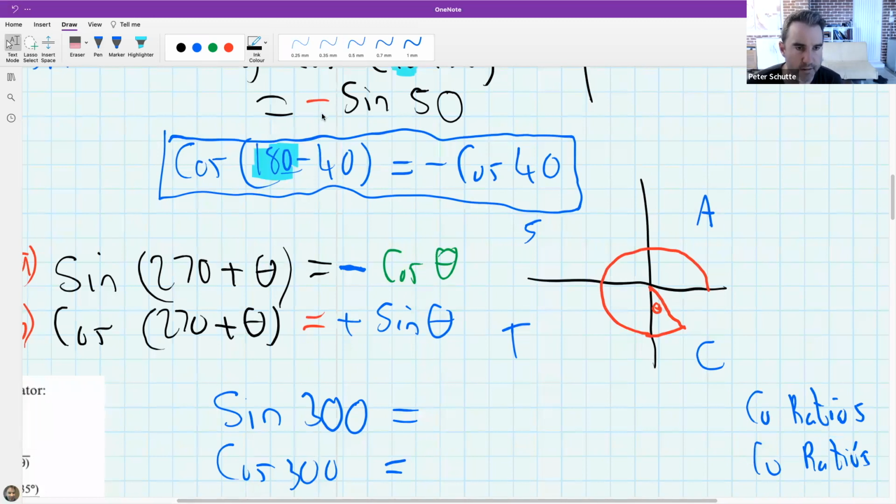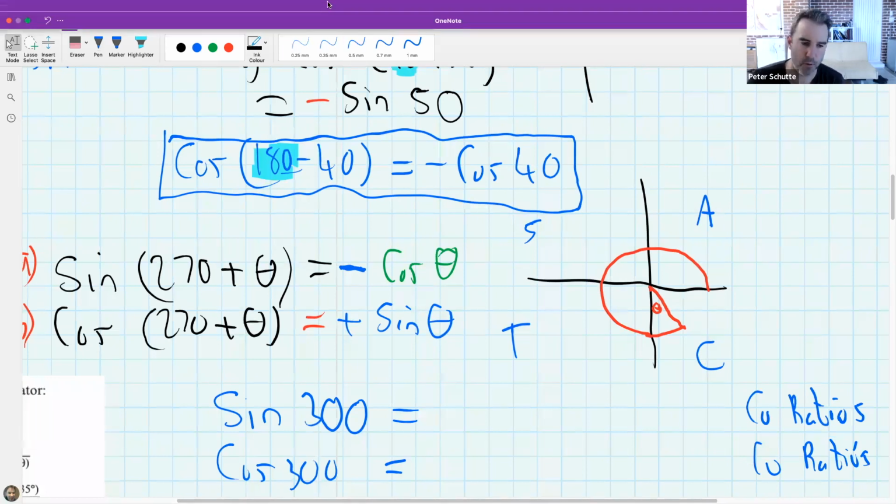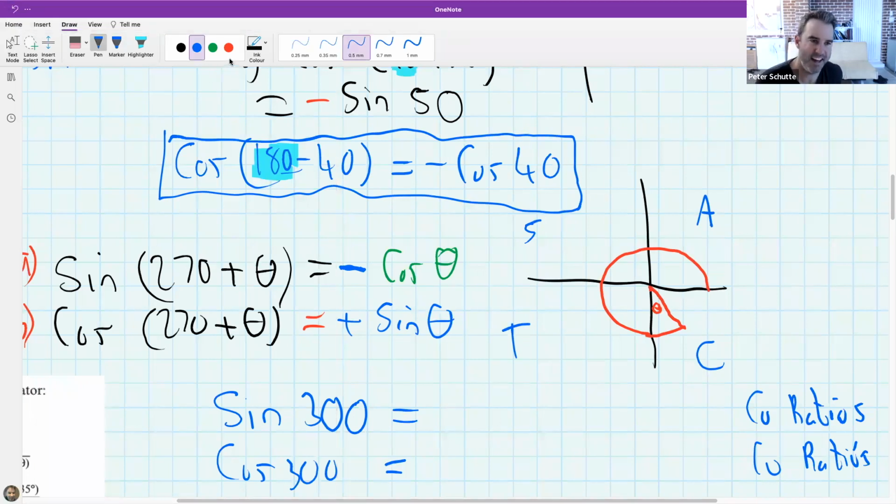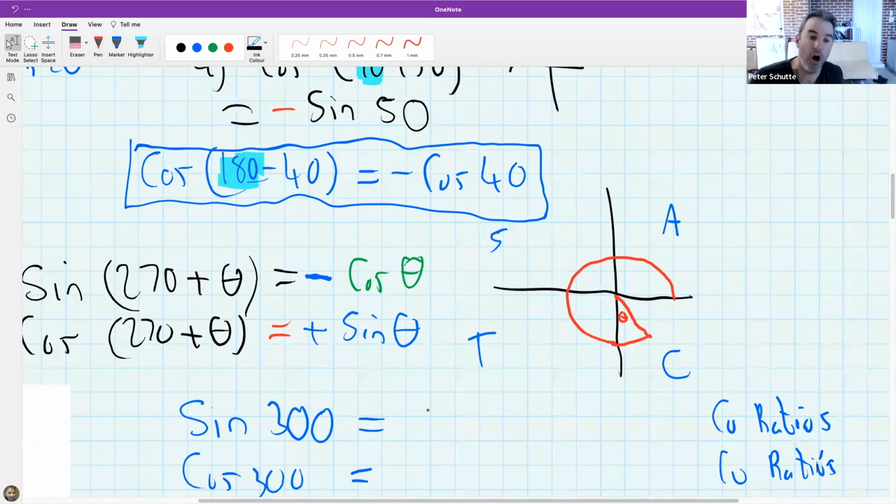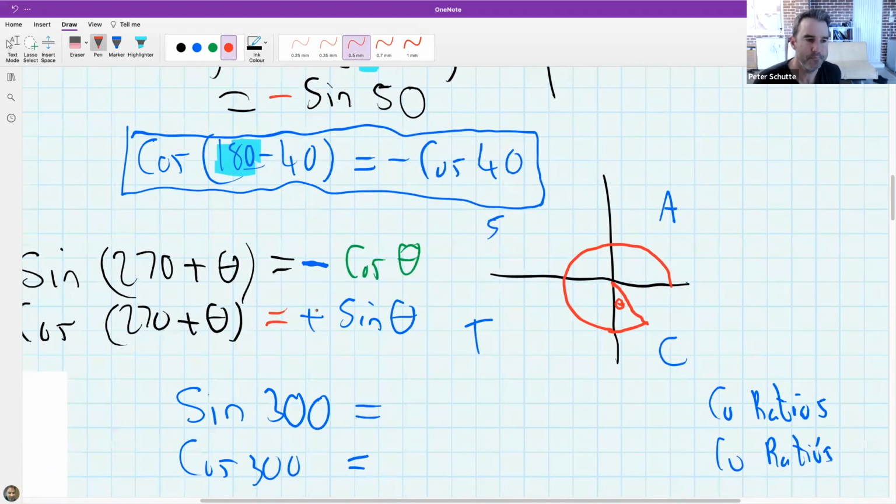Let's go to Boma. Boma, what do you think we would do for this one? Hello, sir. No, I'm not answering the question. I have my own question. Okay, go ahead. So, sir, if you like the sine 270 plus theta thing, is it still fine if you, because our teacher taught us to do it like minus sine theta. Is it the same thing?